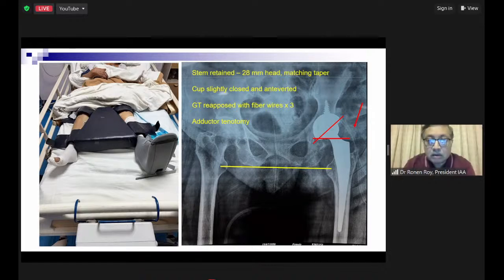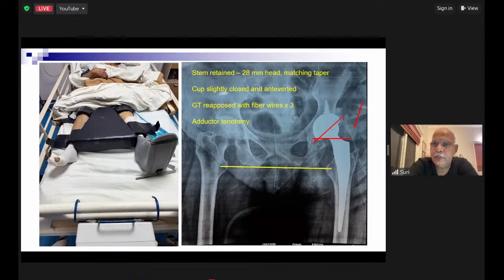Dual mobility, of course, like Krishna says, is a mandatory thing. And then addressing the abductor deficiency, which is the biggest worry now. In addition, I think probably a glute max partial transfer would have been more appropriate to augment this. Fiber wires are not going to hold it, and it will take a long time for it to fibrose itself. Give it adequate time.